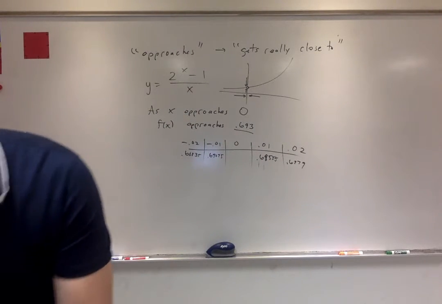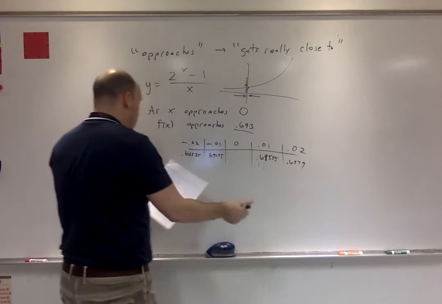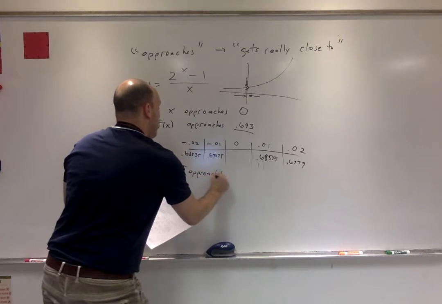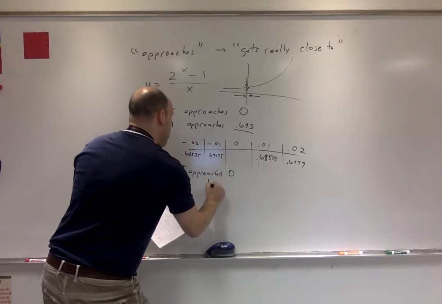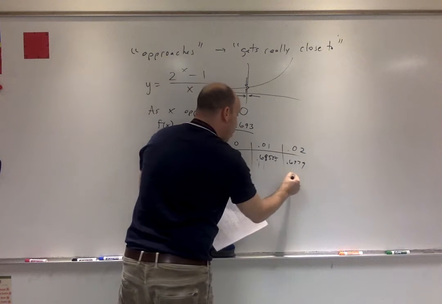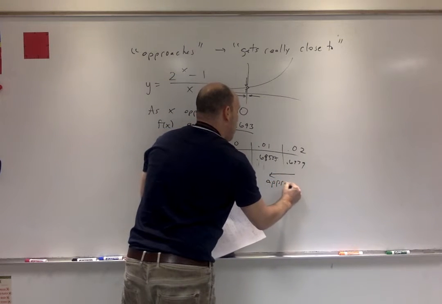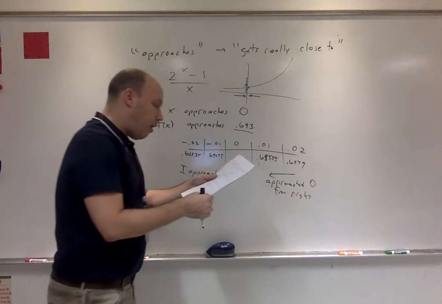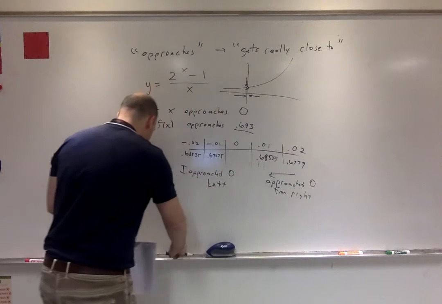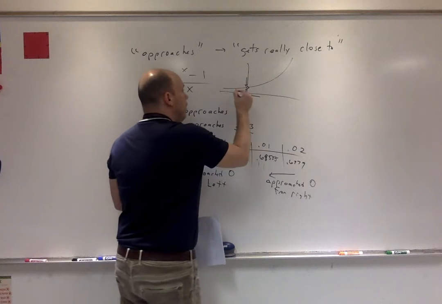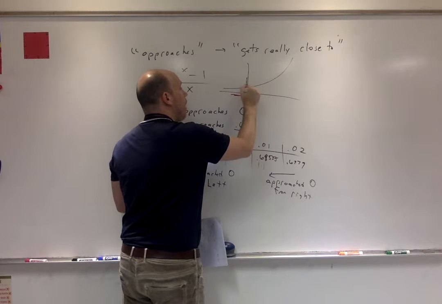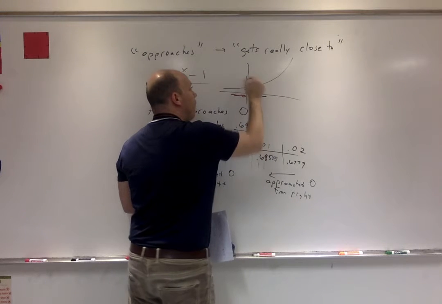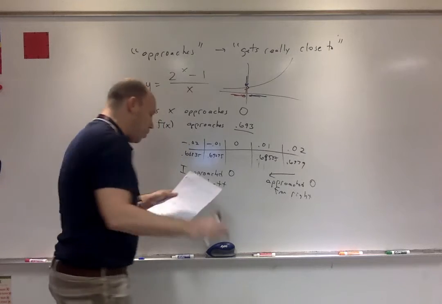So if you notice, I approached 0 from the left. And if you notice, I approached 0 from the right. And at the same time, as we came from the left, f of x approached from below, right? And as we approached from the right, f of x came from above. But we came to that same point. Once again, you don't need to take notes, or you can.